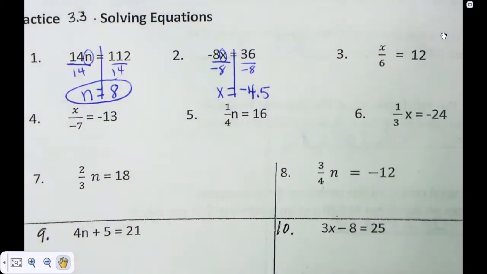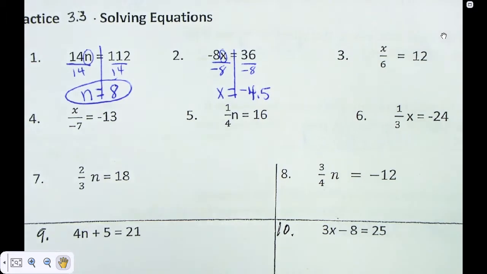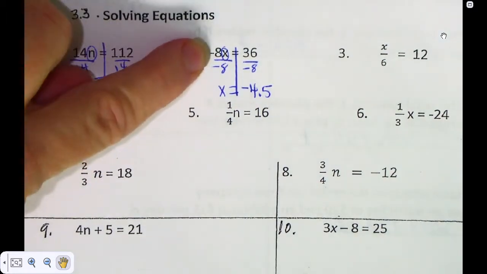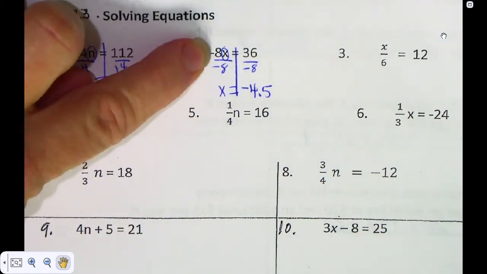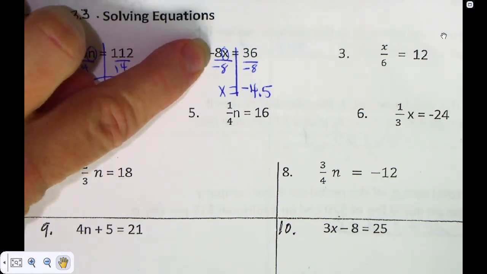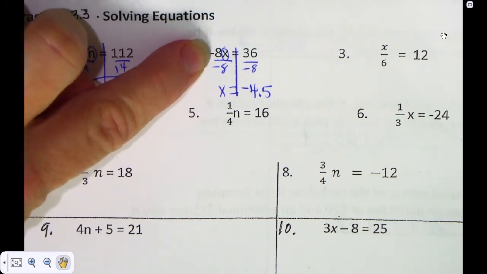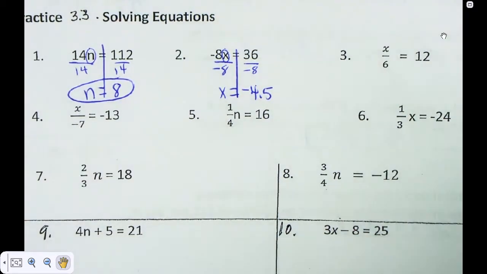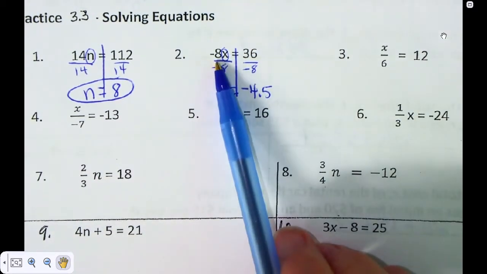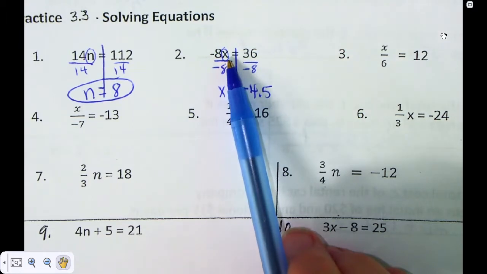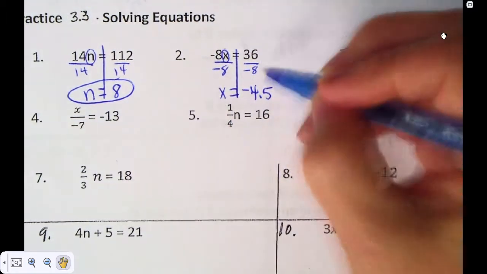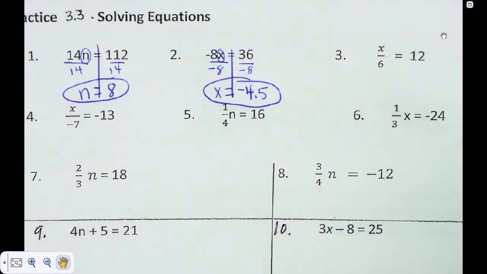Good, negative 4.5. To check it, we're going to go negative 8 times negative 4.5. Everyone should be checking. Did everybody get 36? Guys, you're going to follow negative 8 times negative 4.5. You should have gotten 36. Circle it once you've checked it.